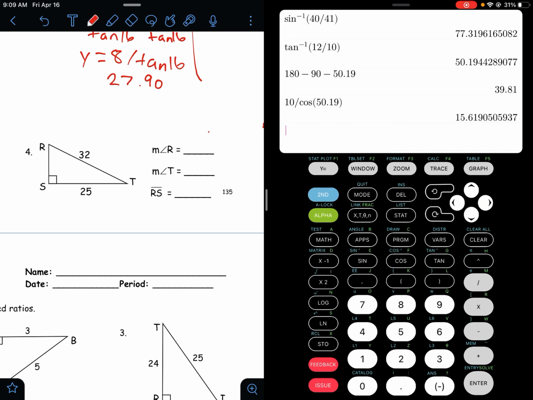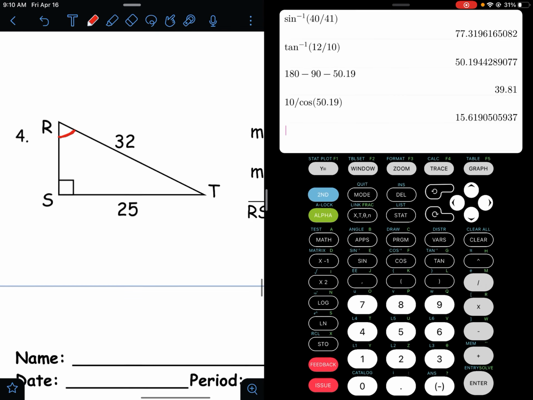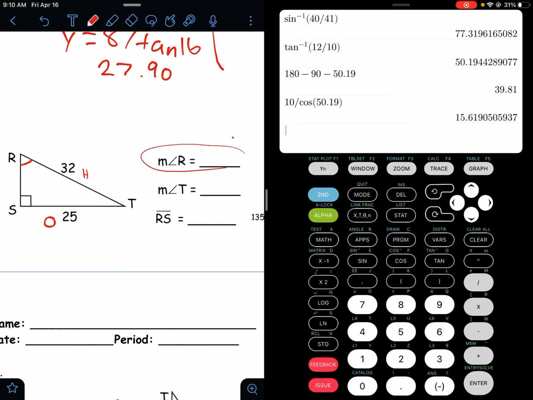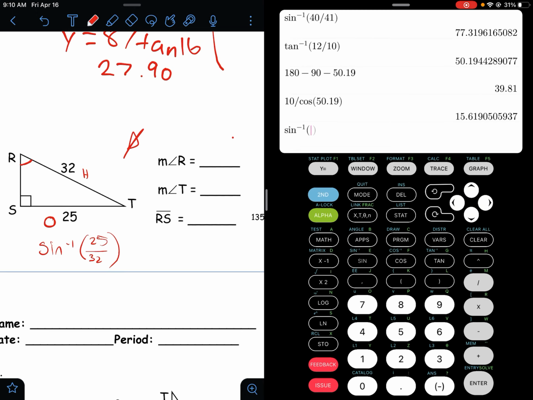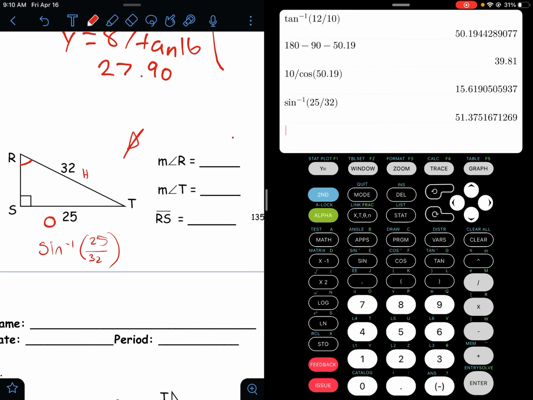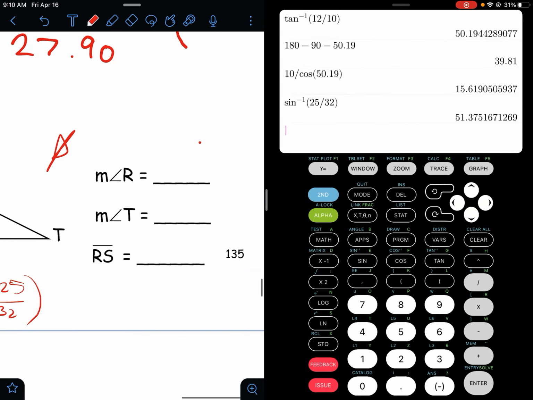First they want us to solve for angle R. We put a little marking there. This is our theta. We were given our opposite and our hypotenuse, so we're going to have to use sine to solve for angle R. Go ahead and solve for angle R and tell me what you get. Since we're looking for an angle, we can use the inverse function and go straight there. So we're going to go sine inverse of our opposite, which is 25, over our hypotenuse, which is 32, which is going to give us 51.37, or actually 51.38.